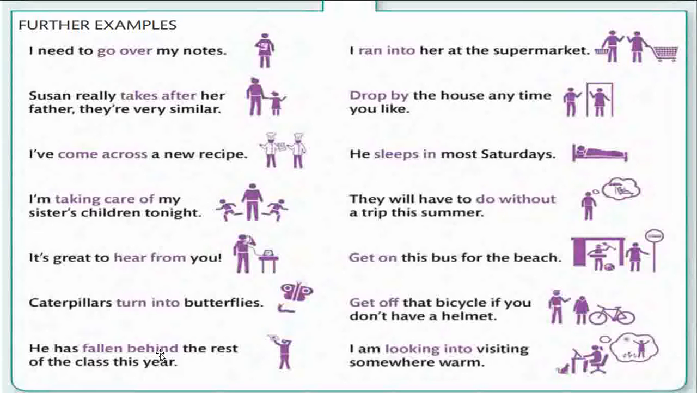He has fallen behind the rest of the class this year. This means it is used for comparison, not working as hard as others. That is applied. Falling behind is a progressive report. I ran into her at the supermarket. Ran into her means accidentally met someone. Drop by means to come in to meet. Drop by the house anytime you like.